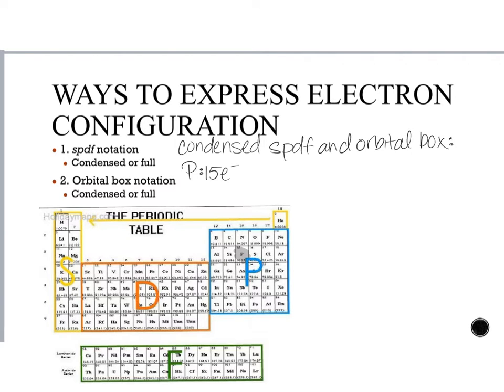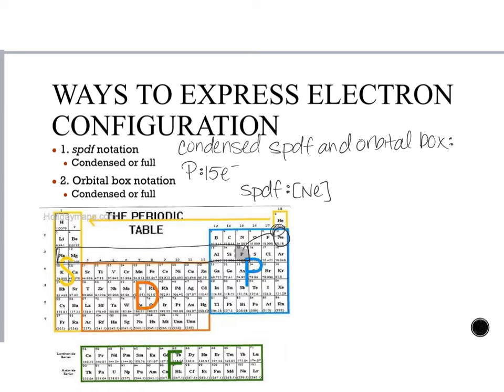Okay, so in the case of phosphorus, to expedite this process, for the SPDF condensed notation, I'm going to identify the most recent noble gas. That would be neon. I'm going to put that in brackets. So you're implying that all the electrons that neon has, phosphorus also has. And in addition to that, I have these electrons. So 10 are taken care of. I have 5 more. So where do those 5 reside? That's all you need to indicate.